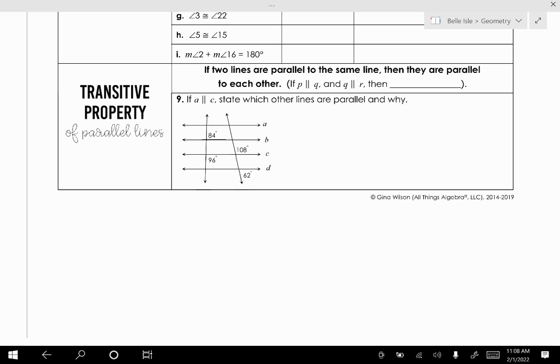If 2 lines are parallel to the same line, then they are parallel to each other. For instance, if P is parallel to Q and Q is parallel to R, then P is parallel to R. So, like in number 9, if A is parallel to C, state which other lines are parallel and why. So if A is parallel to C, B is parallel to C, because why?